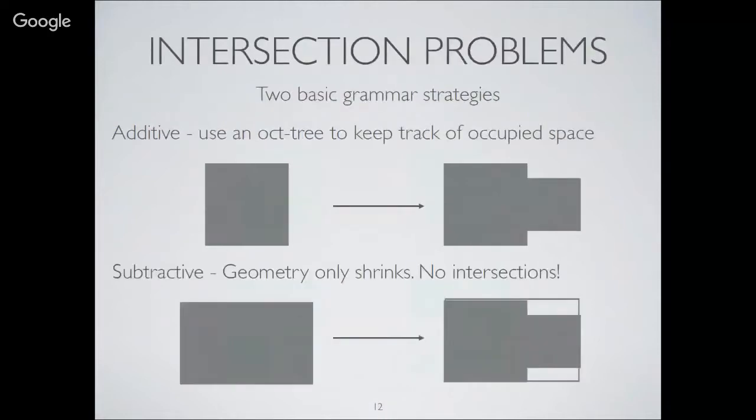However, there's this nice little hack which we can use. All the examples we've been using so far have used an additive strategy, meaning we take some shape and we add on to it. However, we can also use a subtractive strategy, where we take a big block and shrink it, make it smaller. Say this big block will become 2 smaller blocks, which fit within the bounds of the original shape. And this is nice because our geometry is only shrinking, therefore we know we'll never have any sort of intersection problems. Otherwise, if you were using an additive strategy, you'd have to use some sort of spatial data structure to keep track of what space has already been used, like an octree.